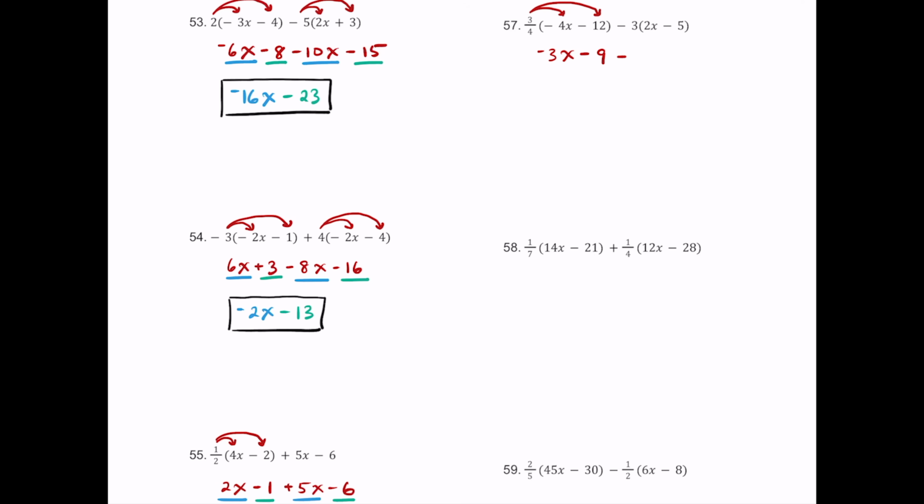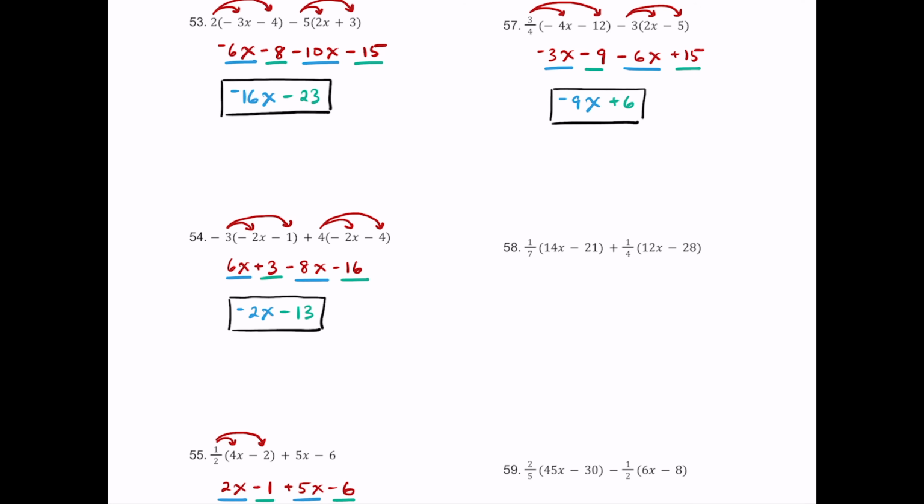And then this is a negative 3 times 2, right? So that's why I knew it was a minus, it's negative 6x. And then negative 3 times negative 5 is going to be a positive 15. This negative 3x and negative 6x make a total of negative 9x. And then this negative 9 combined with a positive 15 is going to be a positive 6. So there's our expression.